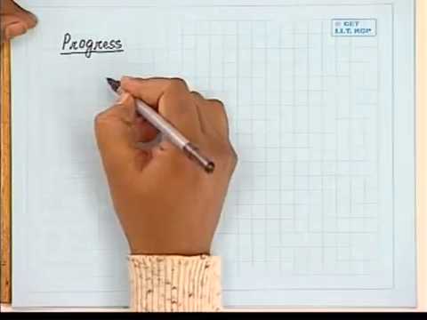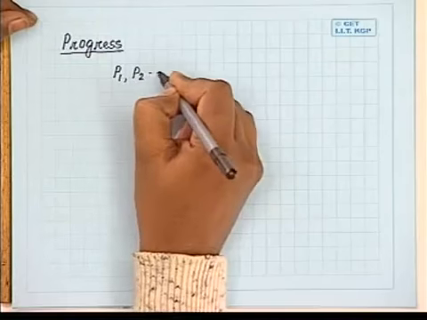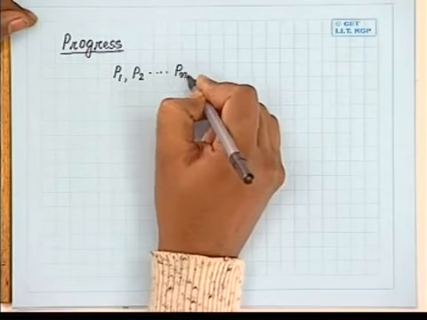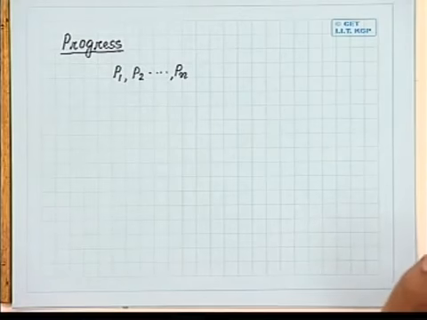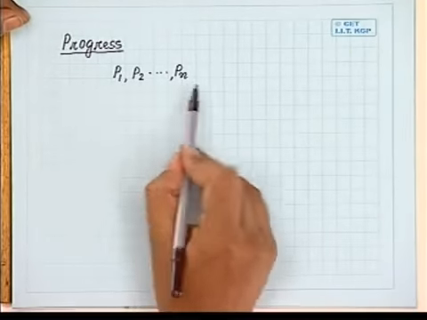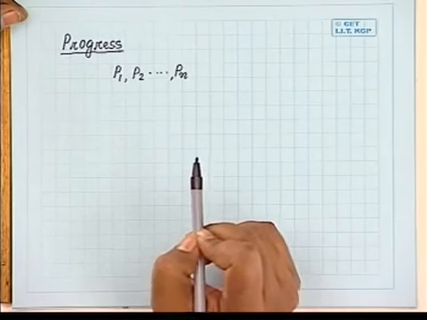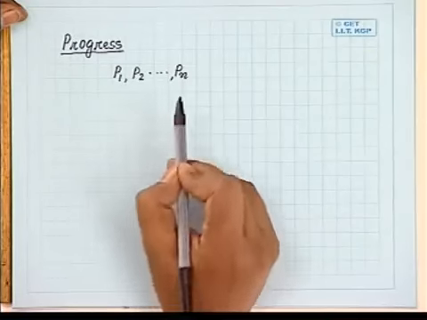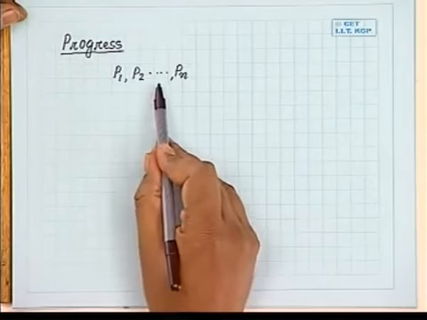Suppose we have a set of n processes, say P1, P2, up to Pn, which share the same critical region. The same critical region is very important, not different critical regions. So these n processes P1, P2, up to Pn share the same critical region. Now, if all of these processes try to enter the critical section at a time, then we must ensure that only one of them will enter the critical section and the others have to wait in some wait loop.